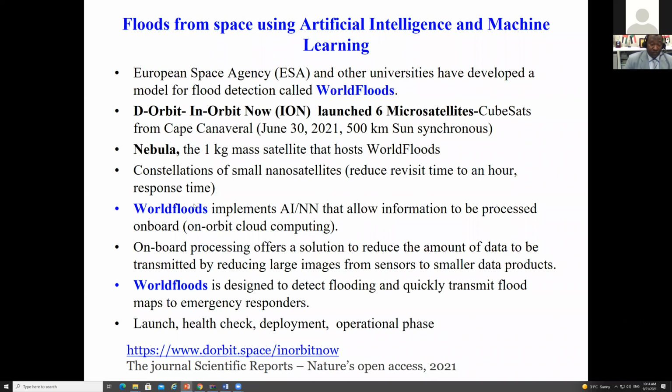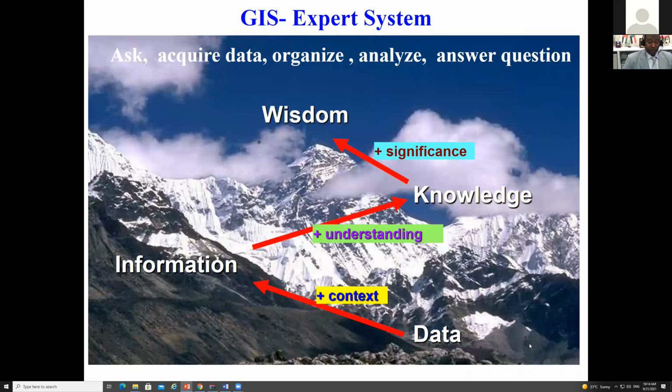So if the process is done on board, that means computing is done on board and just the result is sent, this will reduce the amount of data sent down to receiving stations. Still, of course, this mission was launched just June 30, and they are still in checking and deployment, but I did not find any output or reading from this.